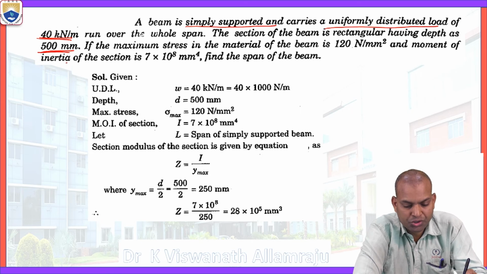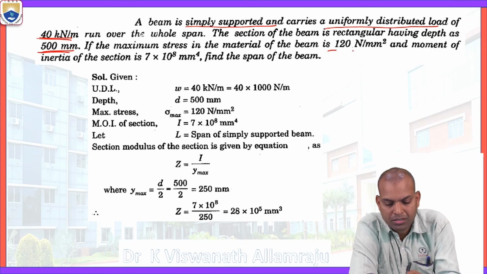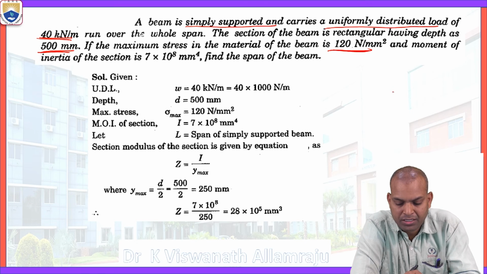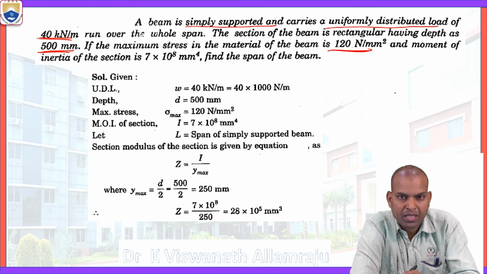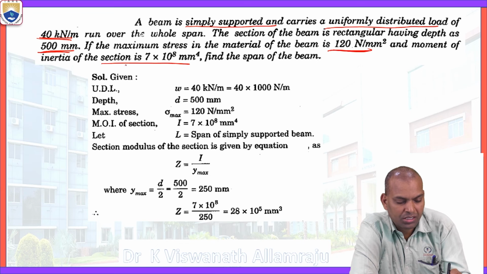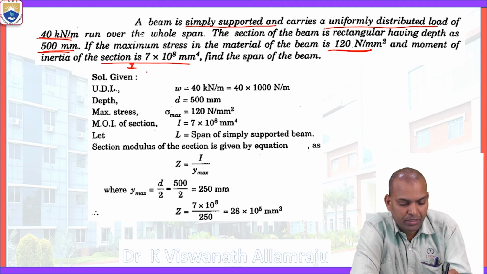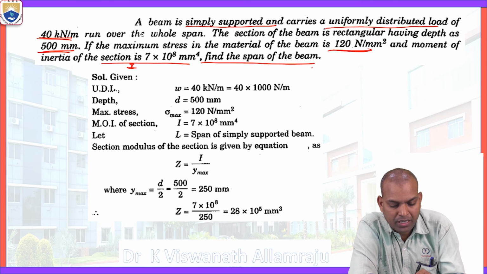If the maximum stress in the material of the beam is 120 Newton per square millimeter, and the moment of inertia of the section is given here, that is 7 into 10 power 8 millimeter power 4, find the span of the beam. What is the span of the beam? That is L.